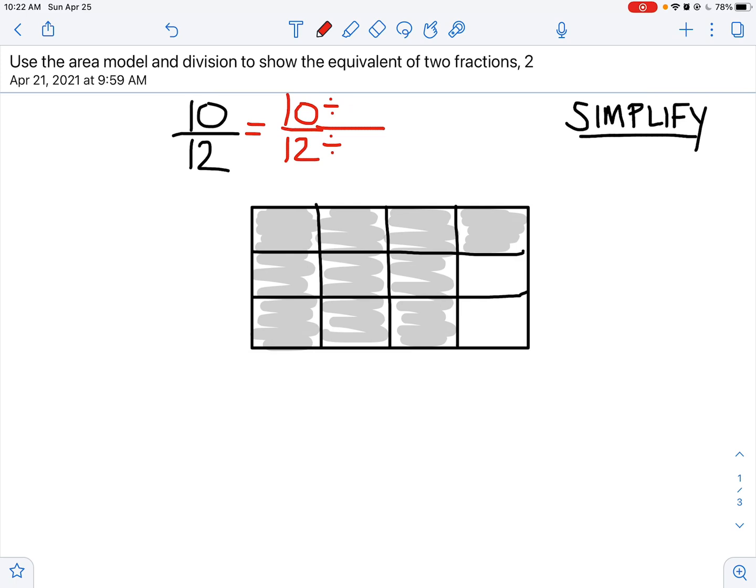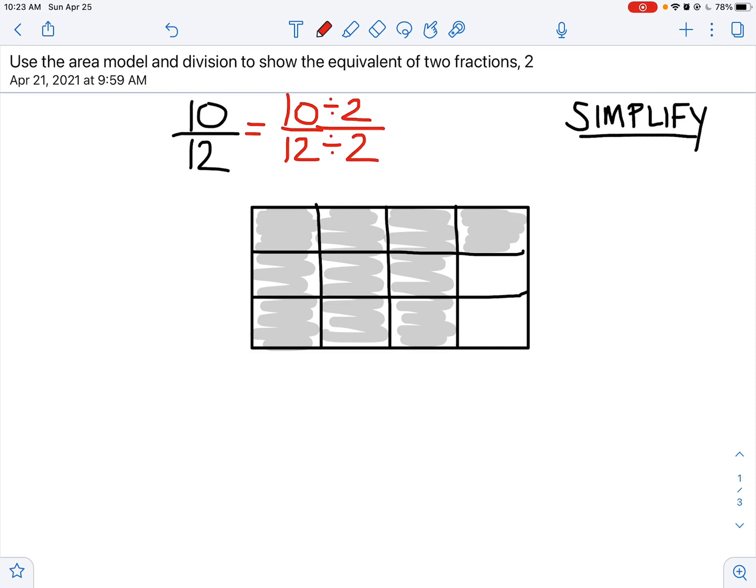So today, your job is to not just automatically take columns, but to think about what number I can divide both of my numbers by equally. So if I look at the number 10 and the number 12, and I think about what numbers both of them can be divided by, my first thought is 2. I know I can break a 10 into 2 equal parts and a 12 into 2 equal parts. So I'm going to make groups of 2.